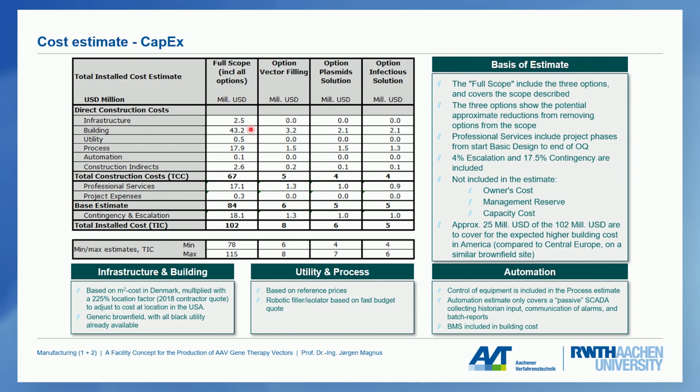The building is expensive in itself. The process equipment is expensive. And then you have your total construction costs. The professional services, this is all the engineering and the qualification works that can also be quite extensive. And then contingency and escalation.